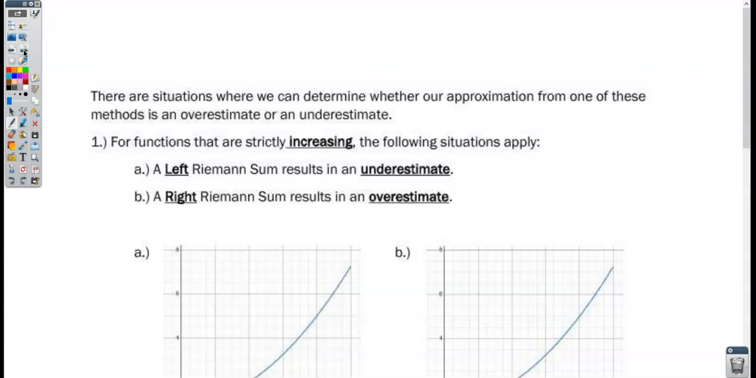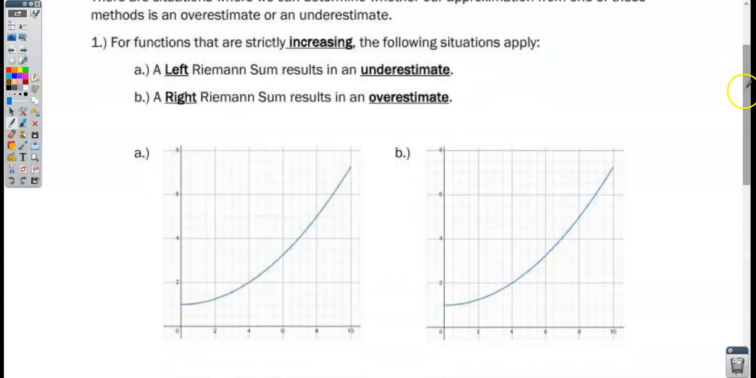Okay, let's start with this first scenario. If we have a function that is strictly increasing, okay, it's increasing all the time from left to right, and I've drawn a function that's increasing all the time from left to right. Two things follow from that with our left Riemann sum and our right Riemann sum. We can't necessarily tell anything from whether a function is strictly increasing about the midpoint Riemann sum or the trapezoidal rule, but we can tell something for left Riemann sums and right Riemann sums. Suppose I subdivided this interval up.